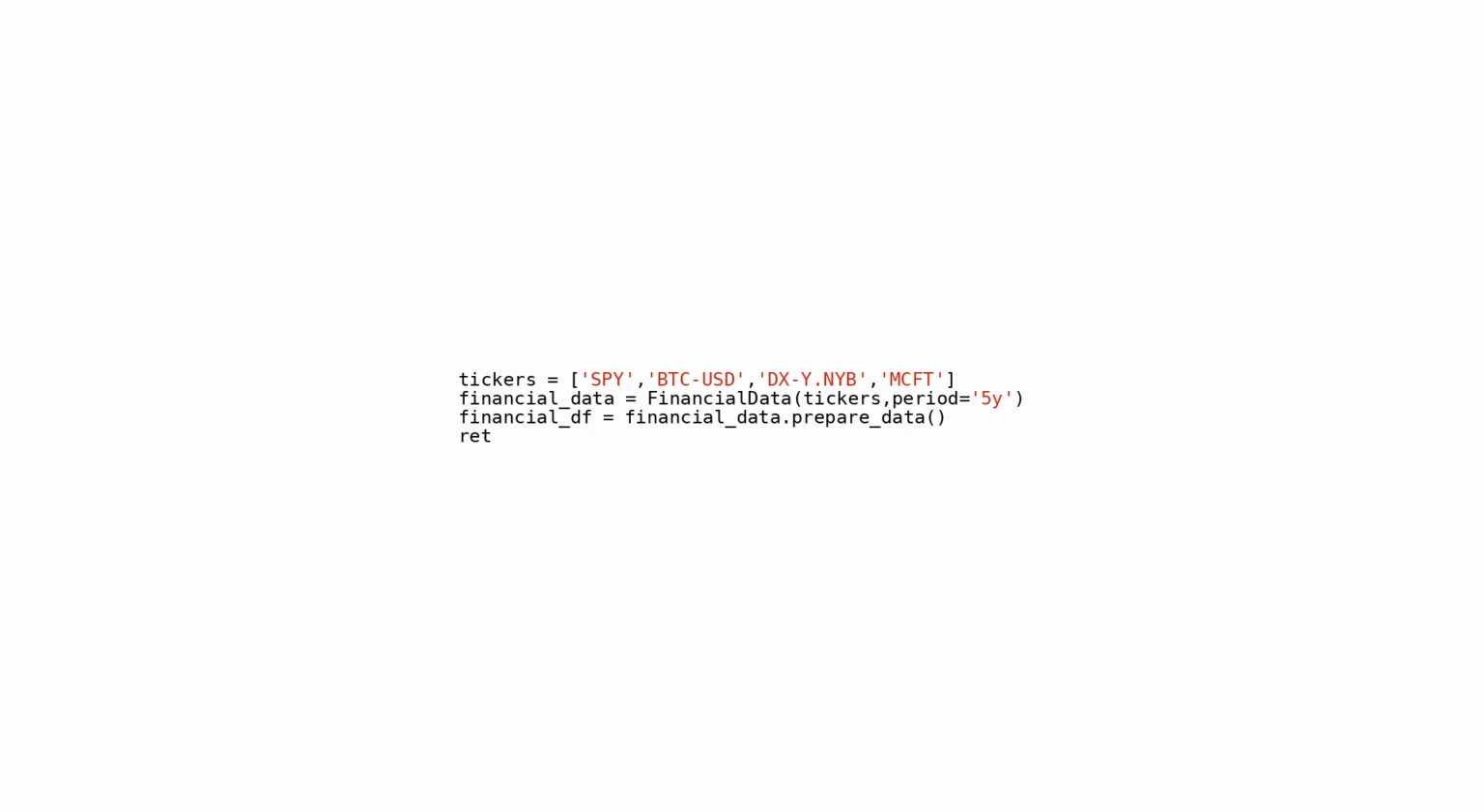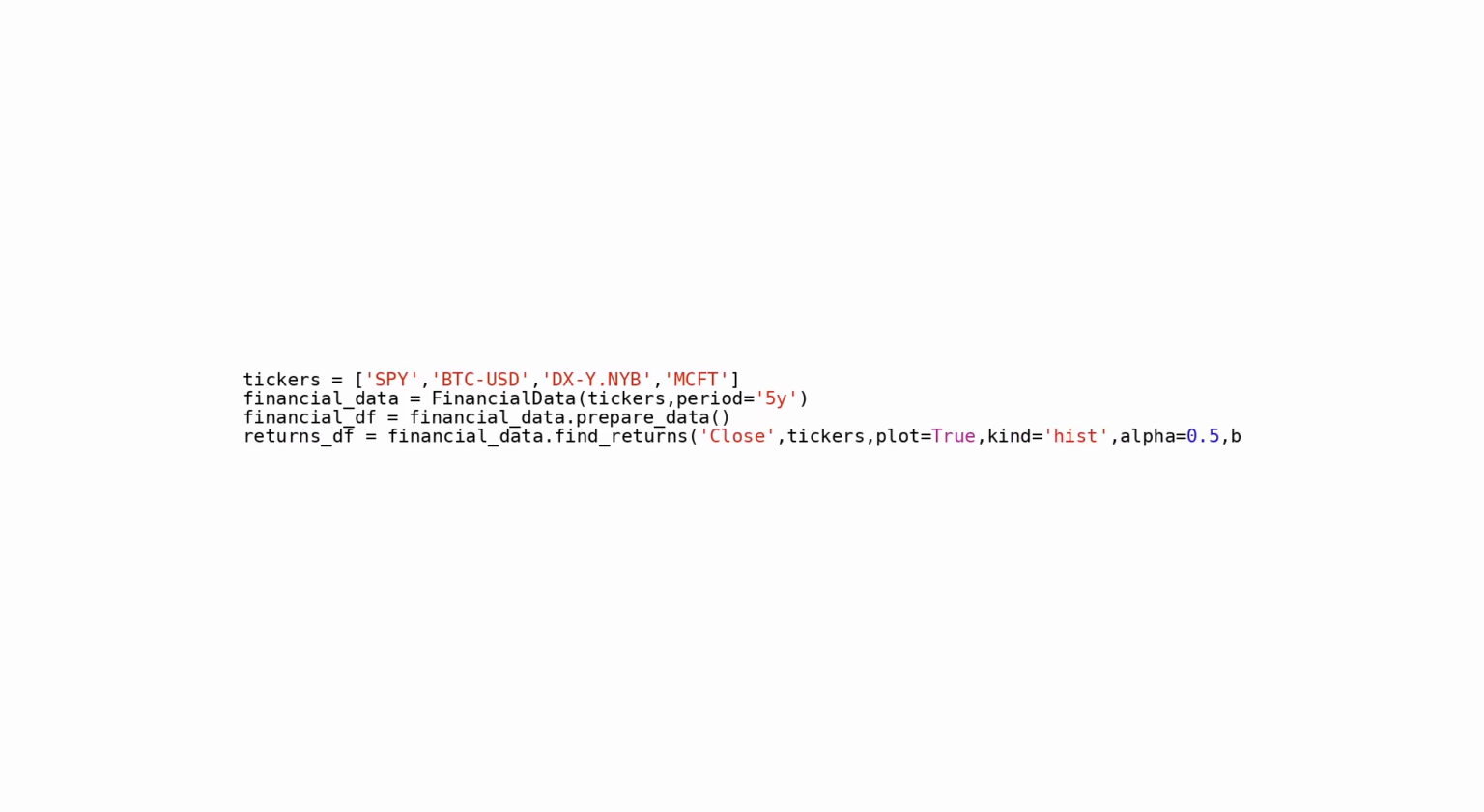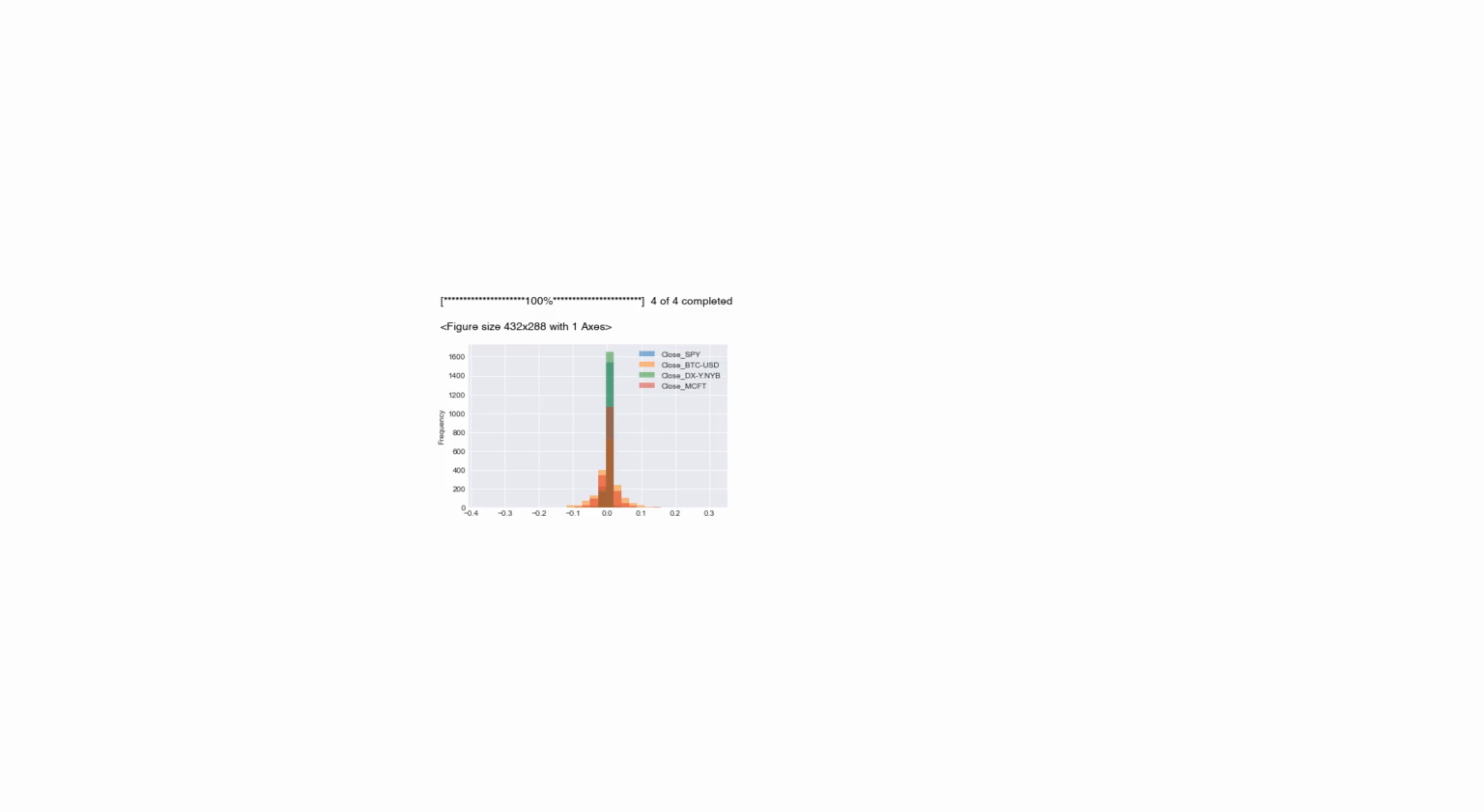This code performs the following tasks. A list is made with tickers such as SPY, BTC-USD, XY, NYB, and MCFT. You can obtain historical financial data for specific stocks over a 5-year period by using the FinancialData class. Financial data is organized and prepared into a data frame. This function computes returns using the closing prices of selected tickers. It then generates a histogram plot of these returns, allowing customization of parameters like transparency, number of bins, and plot style.